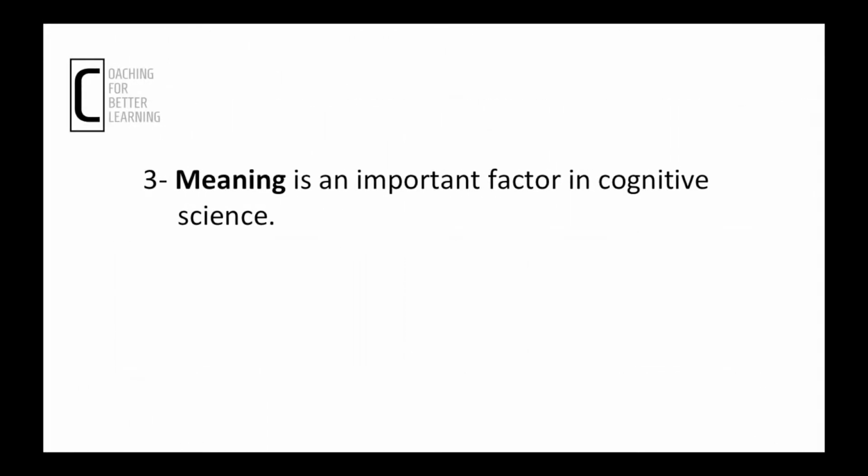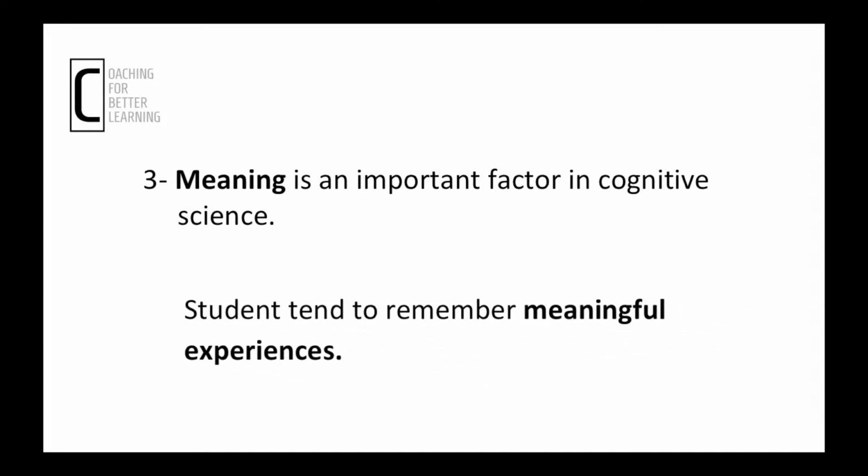Number three is about meaning. Meaning is an important factor in cognitive science, and we, as teachers, should look at it the same way in the classroom. We need to teach meaningfully. What does that really mean? That means students tend to remember, tend to learn better when they go through meaningful experiences.